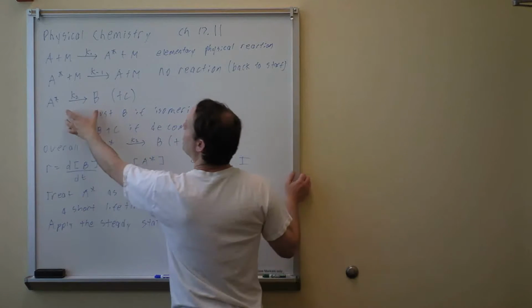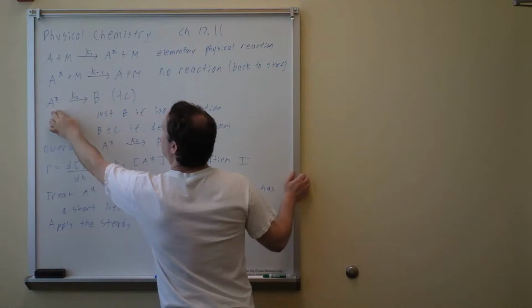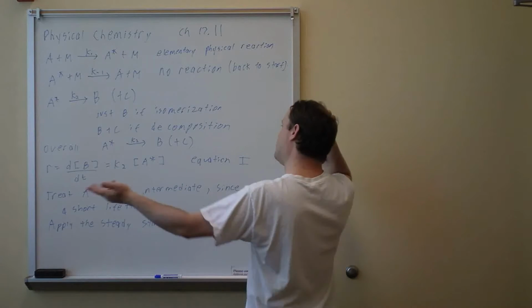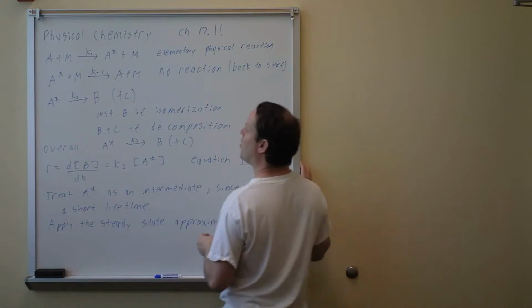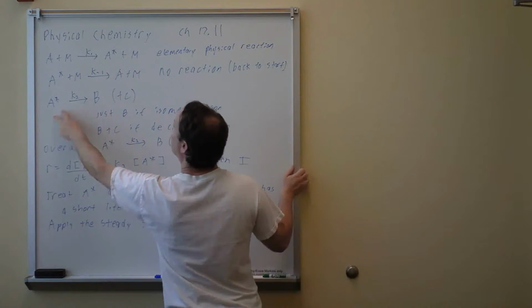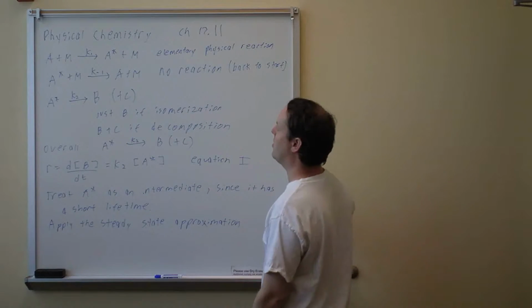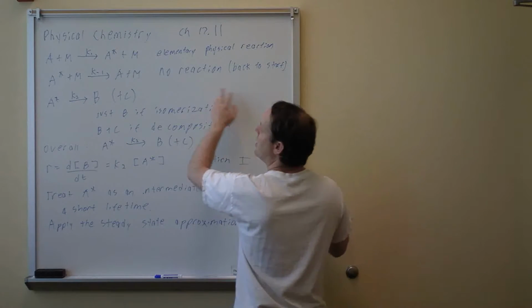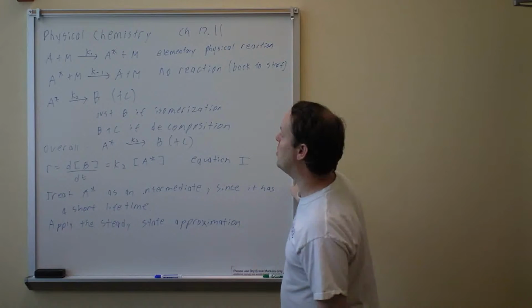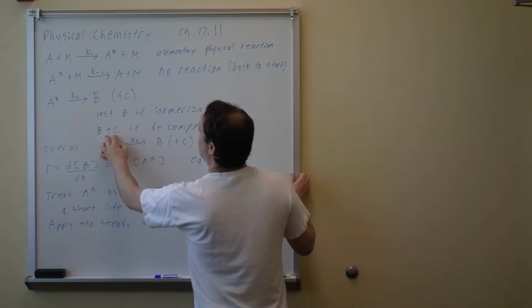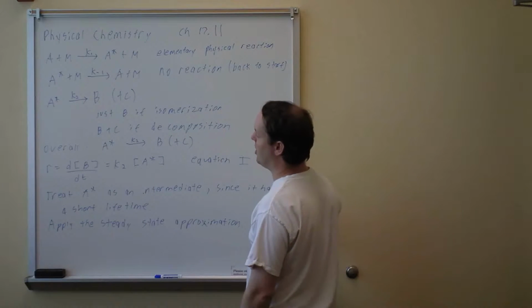Now, if this is an isomerization, it's going to just go from A star to B. One substance becomes one substance. Of course, if it's a decomposition, then that one substance is going to become two or more substances. Remember, there could be plus D, I suppose. I don't have any examples, but I don't see why not. So you'll get two or more if it's a decomposition.